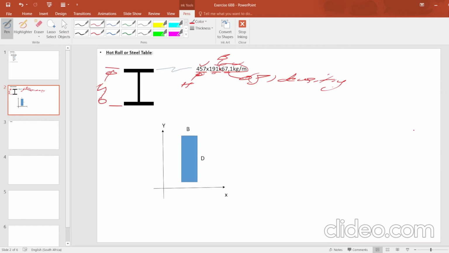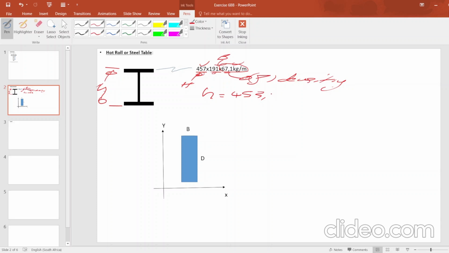Now, when coming to this, it is given on the steel table. The height, like I said, is given as 453.1.